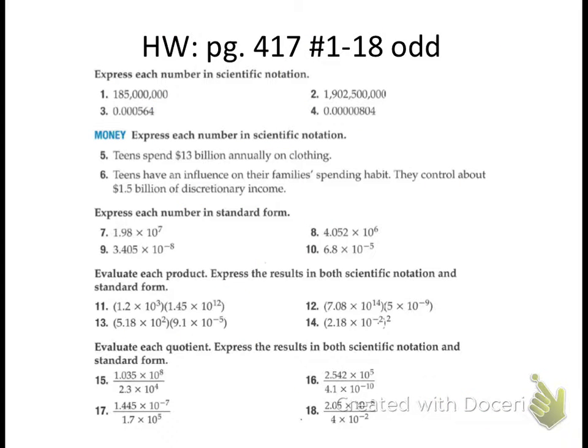Alright, so I'd like you to try some homework. Page 417, numbers 1 through 18 odd. Okay, cross out those even ones. Only doing the odd ones. Make sure you show all your work.